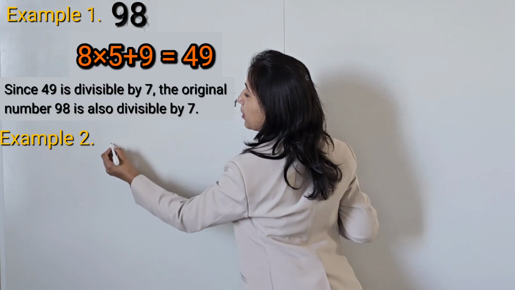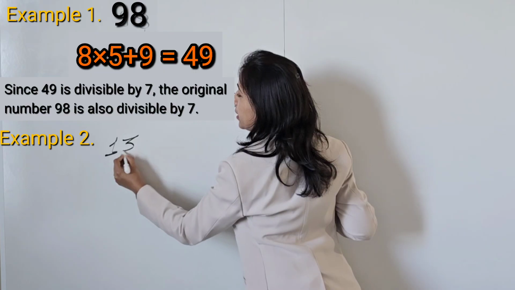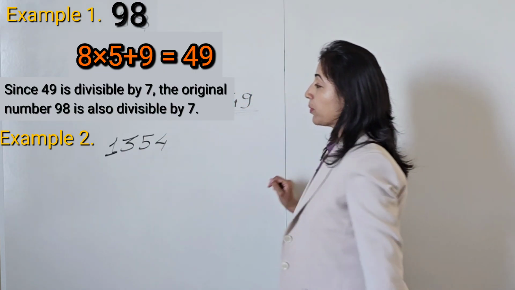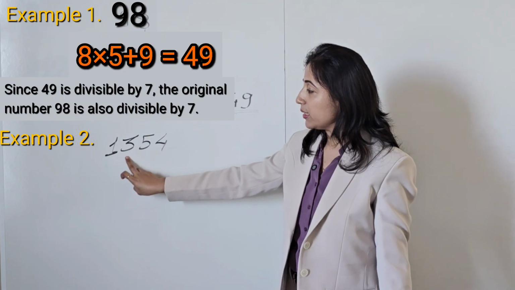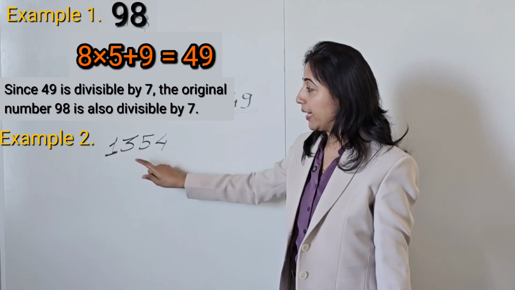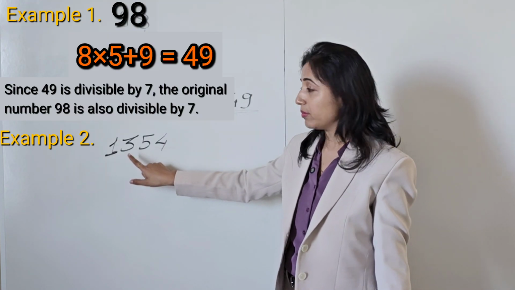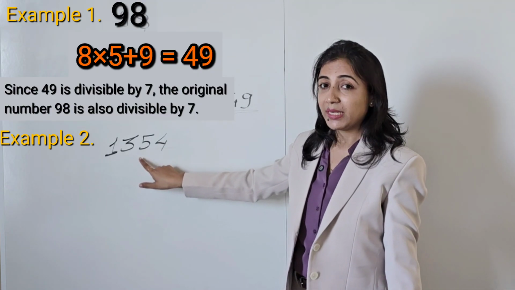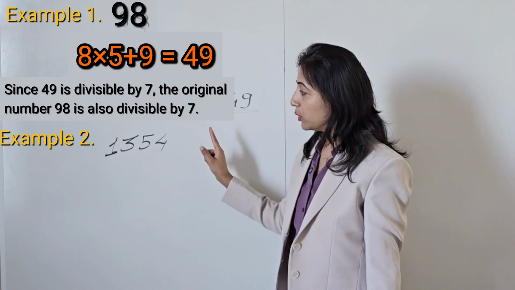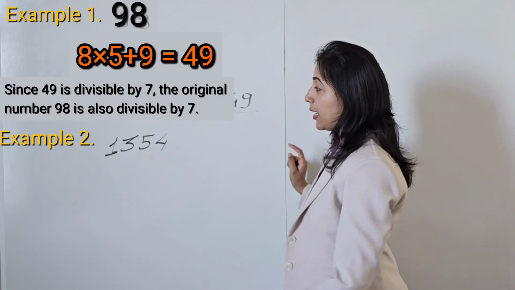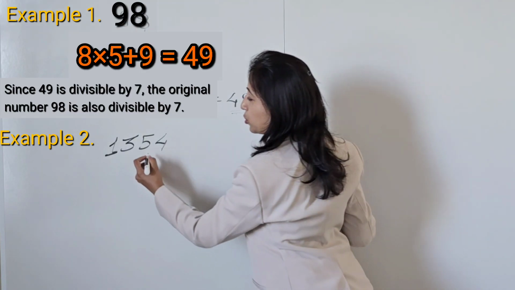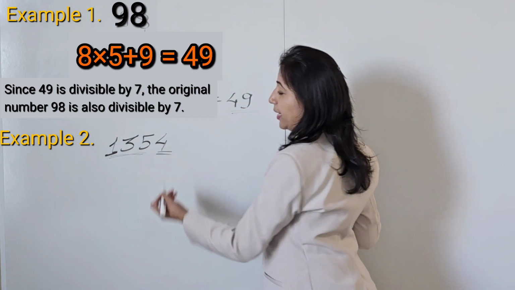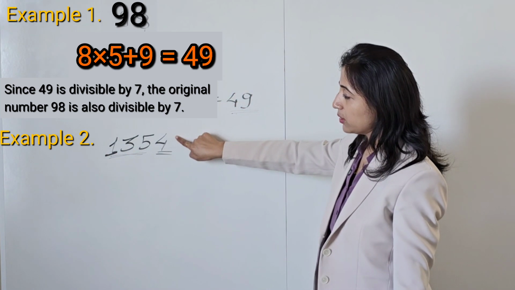Here our next example is 1354. If we check this number, it is a bigger number and it will be difficult to tell orally whether it is divisible by 7 or not. But with the help of Vedic Maths, you can find the answer quickly. Here again break this number into two parts. Here 135 is our first part and the last digit is 4.